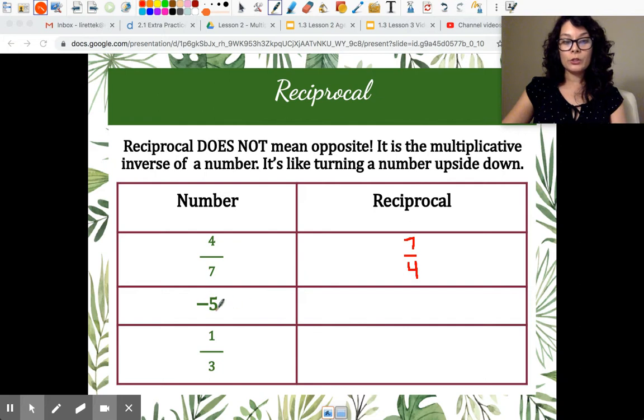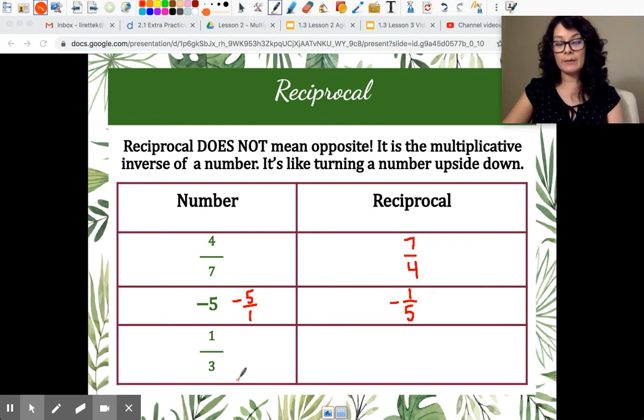For number 2, if I'm looking at -5, it doesn't look like a fraction, so I highly encourage you to make it look like a fraction so that way you can flip it upside down. Now I can clearly see what the top and bottom numbers are, and I can flip it appropriately. It should turn into -1/5. So again, it was negative to start, it's negative for the reciprocal as well.